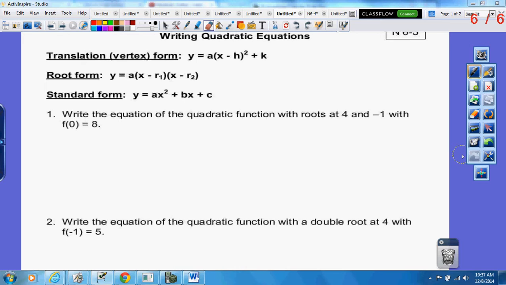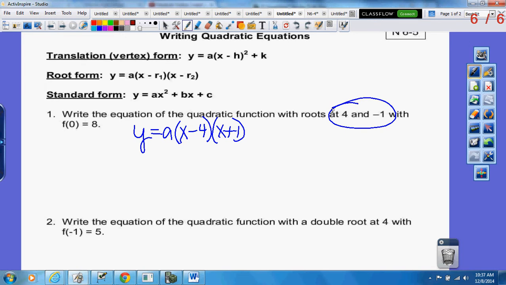Based on the other assignments that you've done this week, you know that if I use that first equation, I really have y equals a, x minus 4 and x plus 1. Because I'm always going to be the opposite of my roots, right? So now you see I really have everything I need except for my a. Well, don't I have an x and a y here? So I can plug my x and my y in to figure out what my a value is.